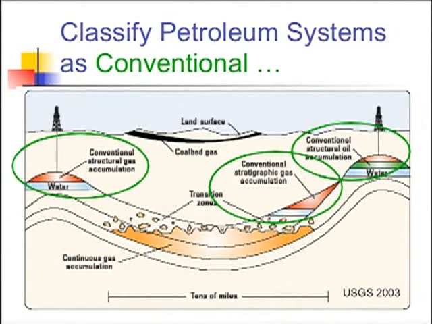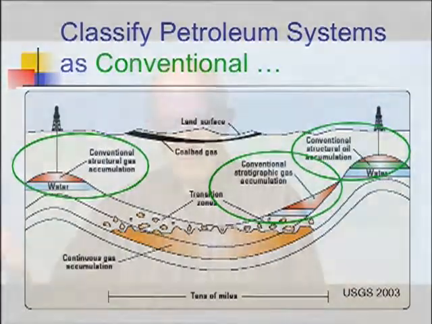All right, the next step in the USGS methodology, which we found to be interesting, was that the USGS classified a petroleum system either as conventional, and on this slide I've identified three different kinds of conventional petroleum system. On the left, there's a conventional structural gas accumulation with gas in a structural trap above water. In the middle of the slide, there's a conventional stratigraphic gas accumulation. And on the far right, there's a conventional structural oil accumulation.